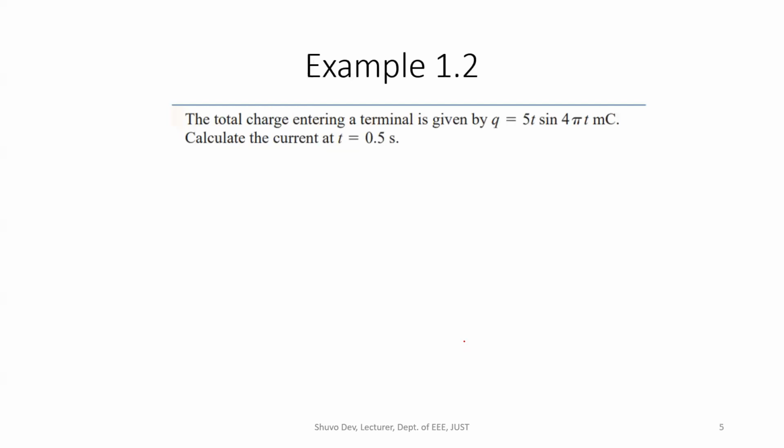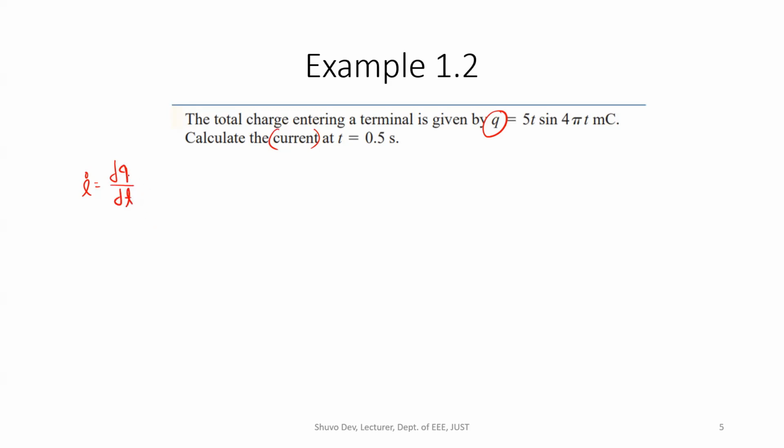That is example 1.2. What does it say? The total charge entering a terminal is given by Q equals 5t sine 4 pi t millicoulomb. Calculate the current at t equals 0.5 second. So what should we find? We have Q and we have to find the current. We know the relationship between current and charge: I is equal to dq by dt.